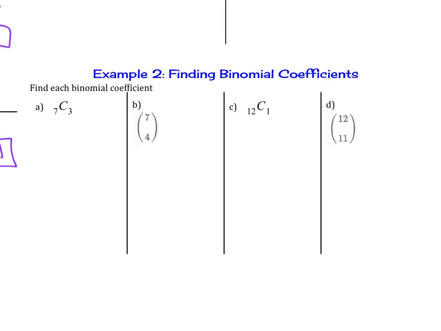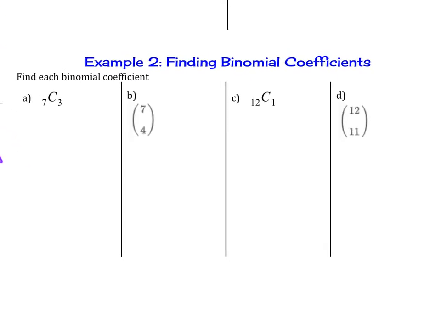So we're going to do a little bit more, find each binomial coefficient, a little bit more practice here. Again, you do the same thing: 7 factorial over (7 minus 3) factorial, which is 4 factorial, times 3 factorial. So this becomes 7 times 6 times 5 times 4 factorial over 4 factorial times 3 times 2 times 1. The 4 factorial cancels out, the 6 cancels out, so now we're left with 35.